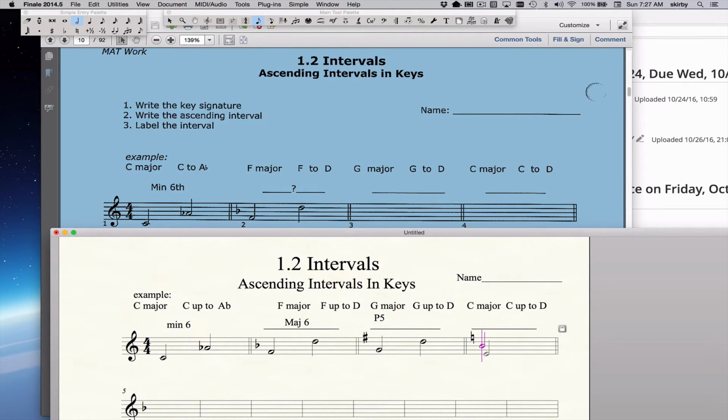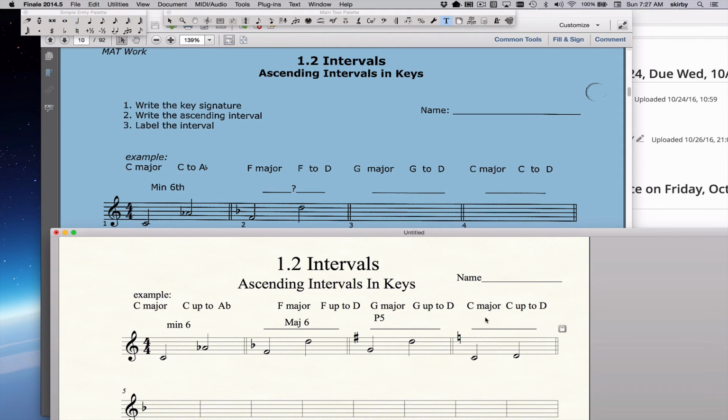Okay, we're back, and here's the answer. You write a C, you write a D, you ask yourself, are they both diatonic? The answer is yes, so therefore it's a second, and seconds are imperfect intervals, that is major or minor intervals, and so it's a major second. And that's the answer that you put in.